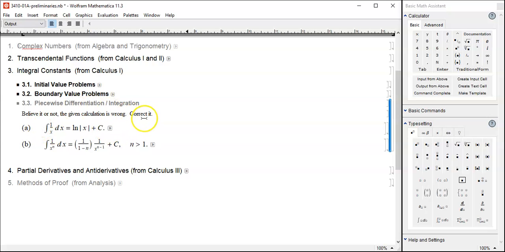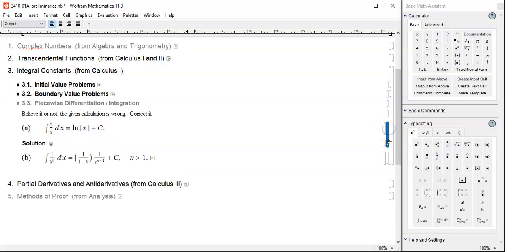Believe it or not, this calculation is wrong. Correct it. What's wrong here? The antiderivative of 1 over x is log of x, but the inside of the log has to be positive, so we need an absolute value. What's wrong with this? I don't see anything wrong. As a matter of fact, there is.